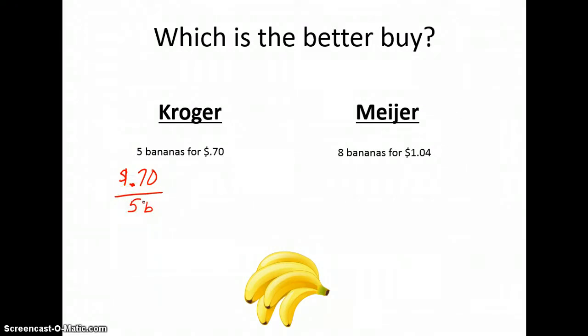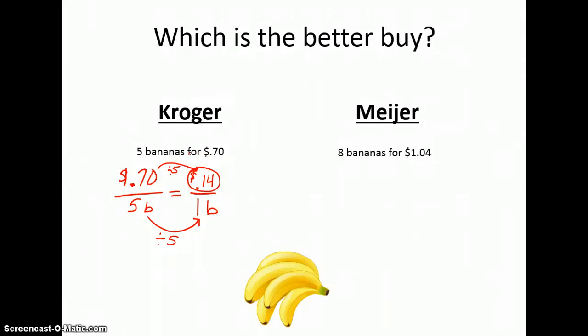Now, I want to find the unit price, which means I really need to know how much am I going to pay for 1 banana. Well, to do that, I would have to figure out, to get from 5 to 1, what do I need to do? Well, 5 divided by 5 gives me 1. And 70 cents divided by 5 will give me 14 cents. So the unit price at Kroger for bananas is 14 cents per banana.